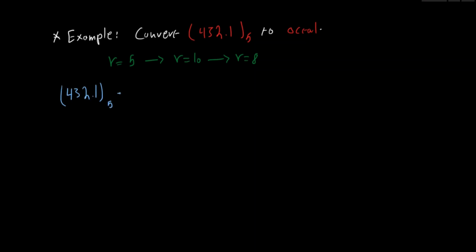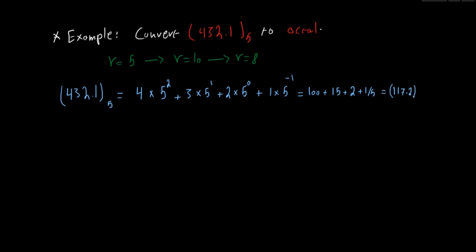432.1 in base 5 system equals 4 times 5 to the second plus 3 times 5 to the first plus 2 times 5 to the power 0 plus 1 times 5 to the power of minus 1, and that equals 100 plus 15 plus 2 plus 1 over 5, and that equals 117.2 in the decimal system. Alright, now we've got the first step done. Let's move on to the second step.